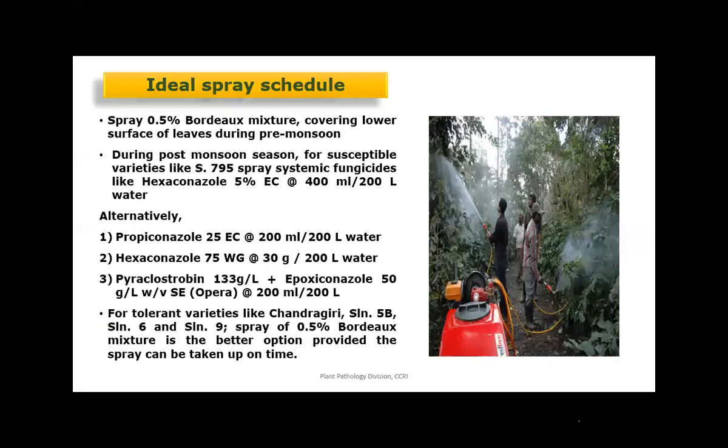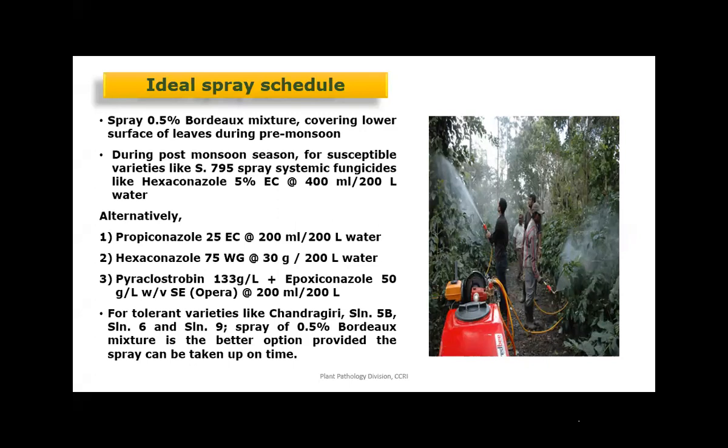And then after knowing all these things, let us know the ideal spray schedule. How can we go further to take up the ideal spray schedule? How can we take up the spray solutions? Usually, normally, pre-monsoon, we recommend 0.5% alkaline Bordeaux mixture, covering the lower surface of the leaves before the onset of monsoon.